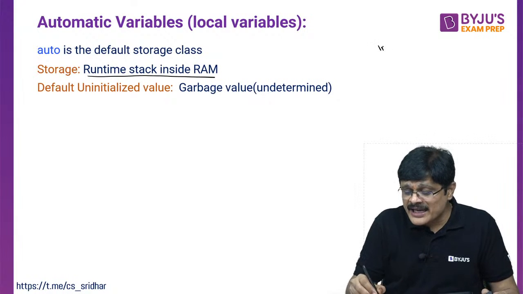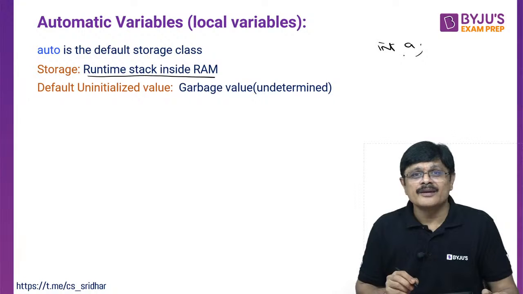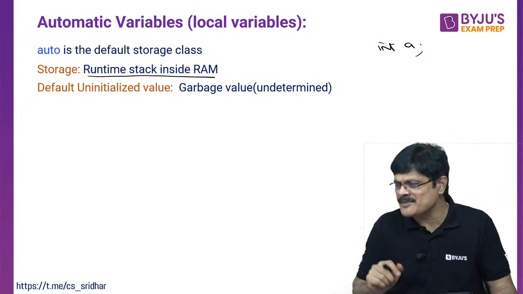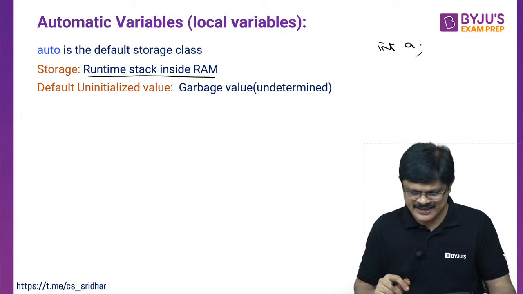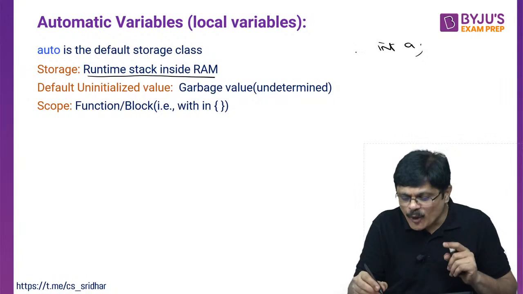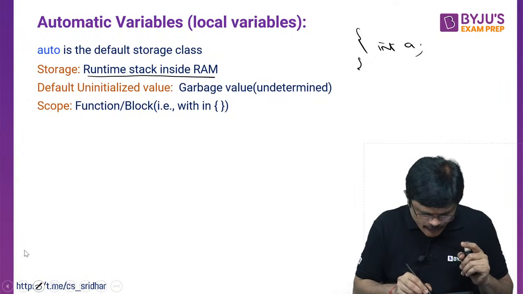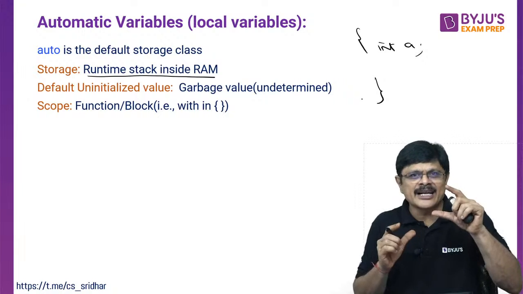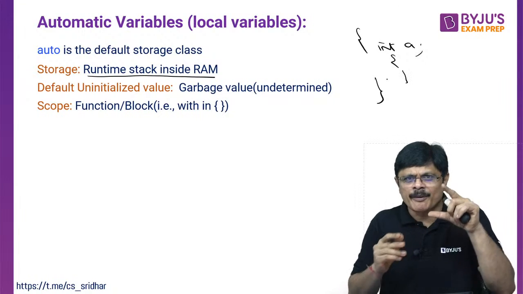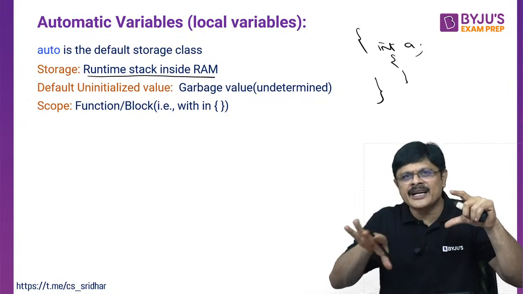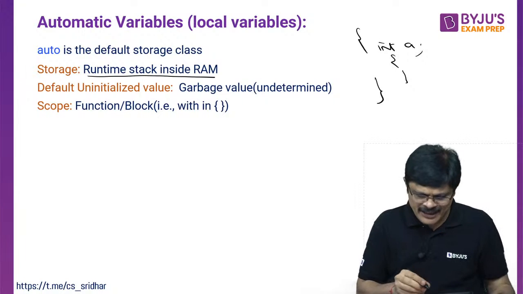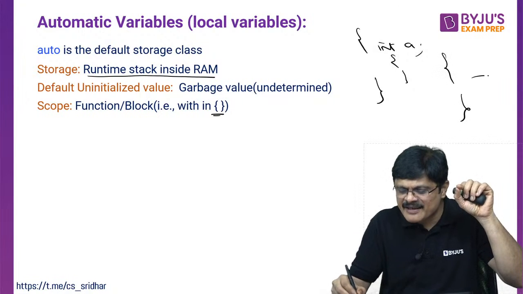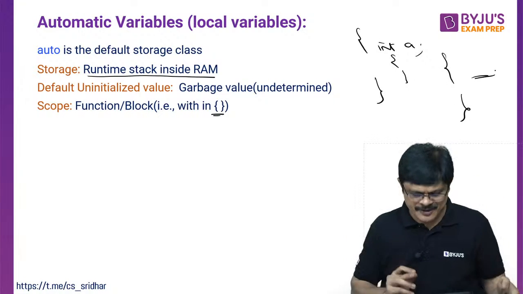Uninitialized: suppose you just say int a, what does it mean? Its value is garbage. If you don't initialize it, its value is garbage, my dear friends. Scope is within the block or the function. If another block is inside, no problem; within the block, whatever is defined is visible, not outside it. That is, within the curly braces in which it is defined, it is visible. Outside that, it is not visible.